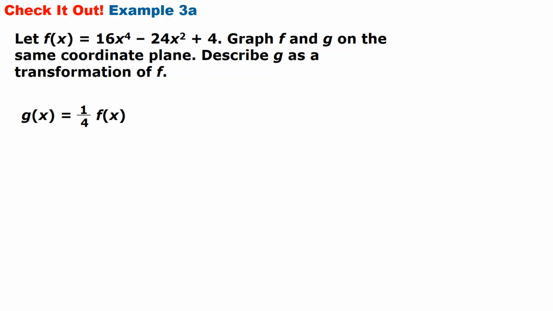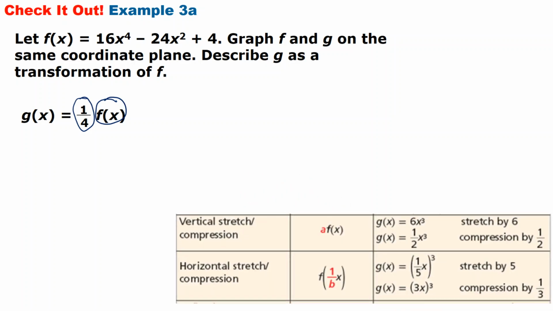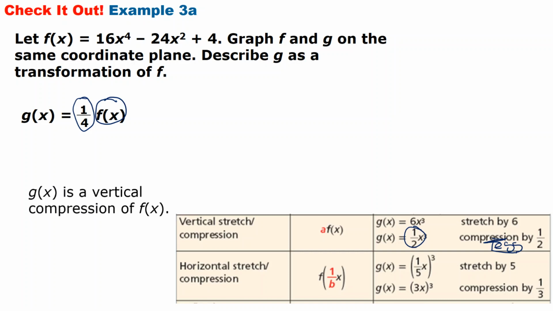Okay, so the first thing we want to look at is what happened here. It looks like I've got something multiplying by y, so it's going to be vertical. This number, 1/4, let's take a look at our chart. 1/4 is less than 1, and remember, if it's less than 1, it's a compression. Less than, compress, okay? So we actually have a vertical compression by a factor of 1/4.